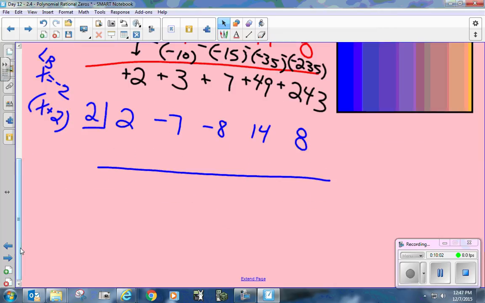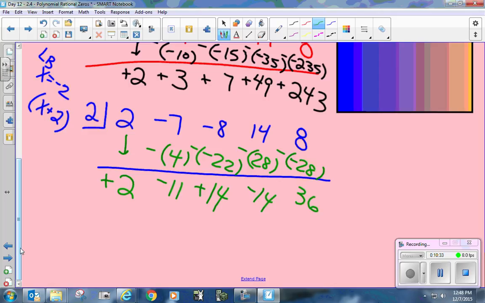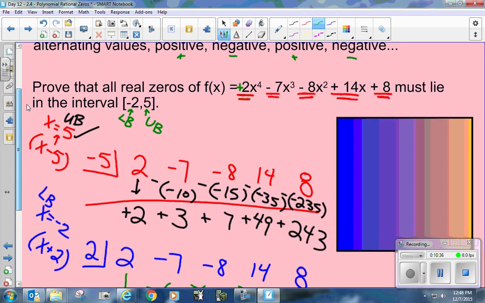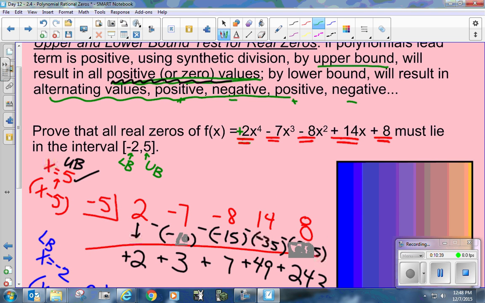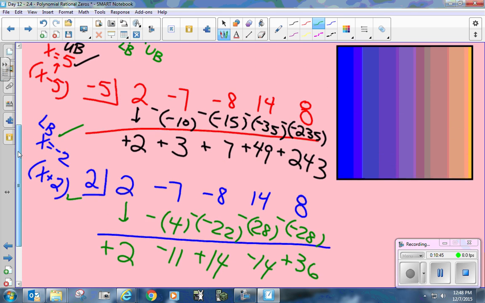I'm going to drop the 2. 2 times 2 is 4. I subtract it, that's negative 11. 2 times negative 11? Negative 22. I subtract it. I get positive 22 minus 8, 14. 2 times 14, 28. I subtract them, so it'll be negative 14. 2 times negative 14, negative 28. If I subtract them, it's positive 36. Right, let's see. Positive, negative, positive, negative, positive. Is it alternating between positive and negative? Absolutely. Which means this works out, this is our lower bound.